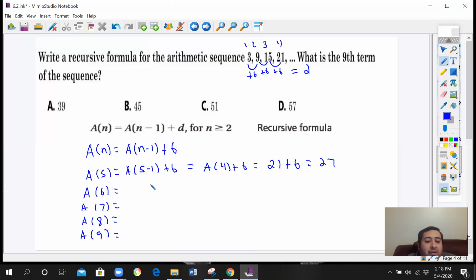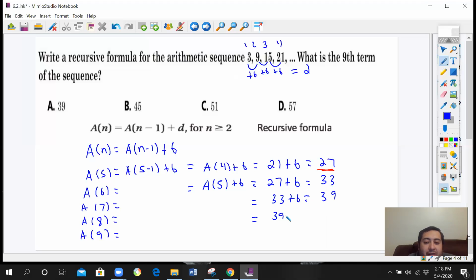All right, so let's follow along. We could skip this process and just move to here. A6 is going to be 5 plus 6 equals. The previous number is 27 from here, and then we add the difference, plus 6. In this case it is 33. A7, we could skip everything, or we could just put in 33, then plus 6 will be 39.